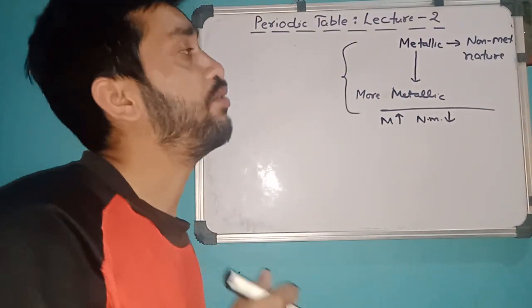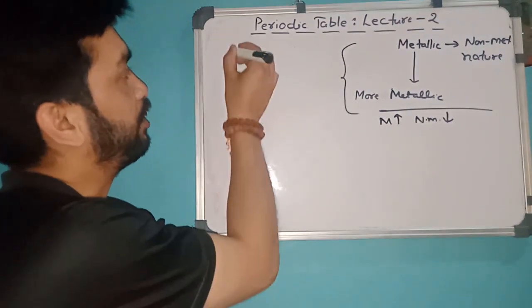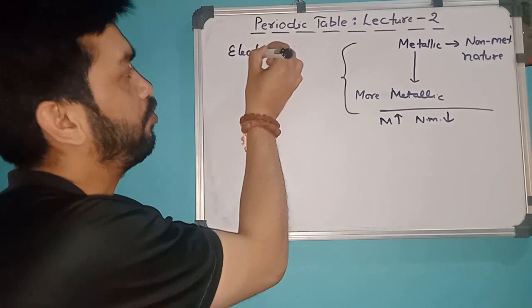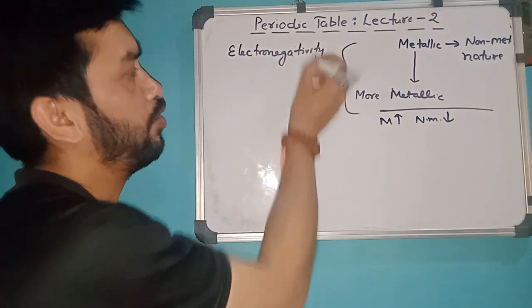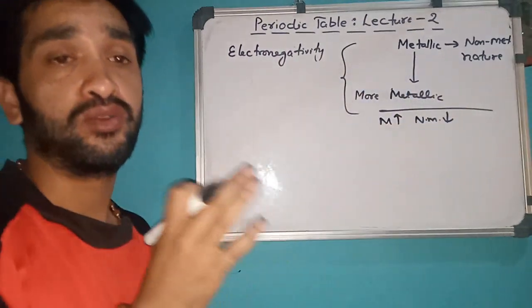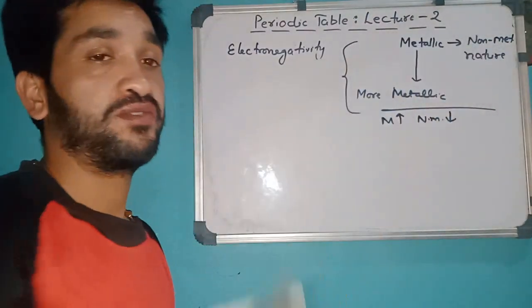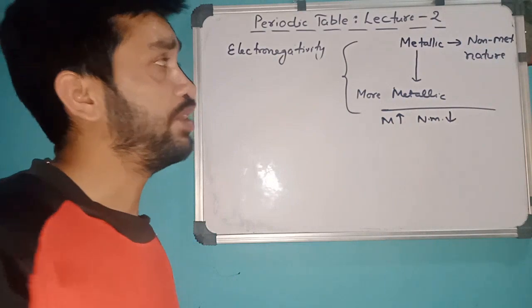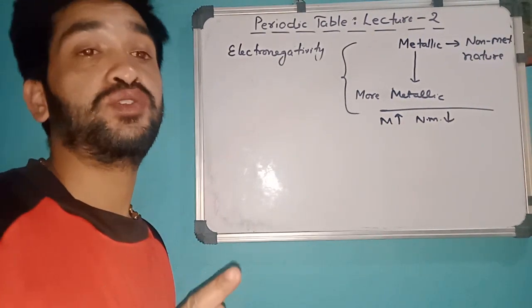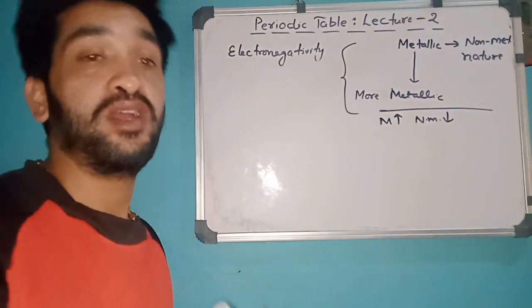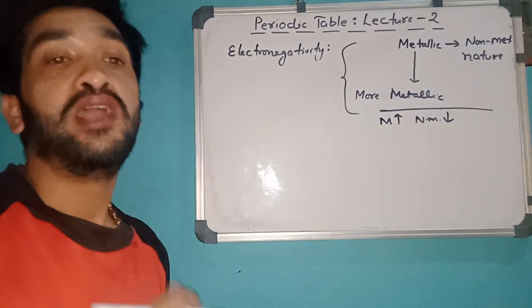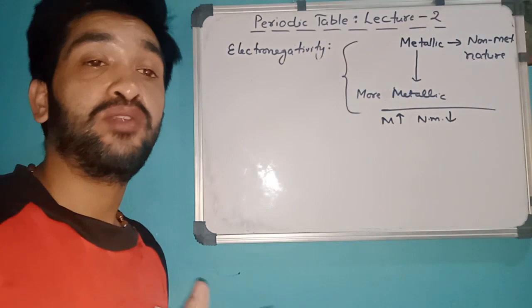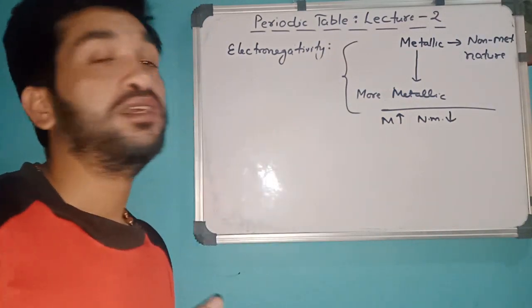Now let's move to the second trend. Suppose we talk about electronegativity. What will be the trend for electronegativity? Again you have to look into this flow chart only. This is your main flow chart from where you are going to give every answer. If I'm talking about electronegativity, first you should know what electronegativity is. That is why I made video number 1, so that you can clear your concept regarding the terms. Electronegativity is the tendency of an element to attract the shared pair of electrons towards itself.